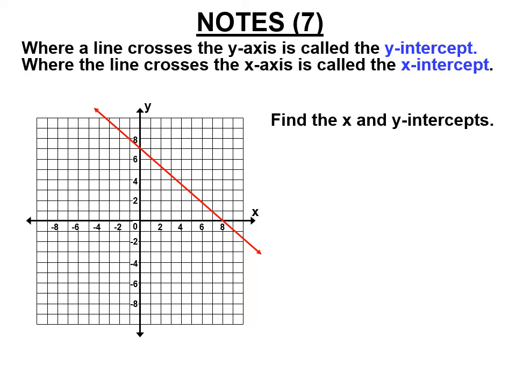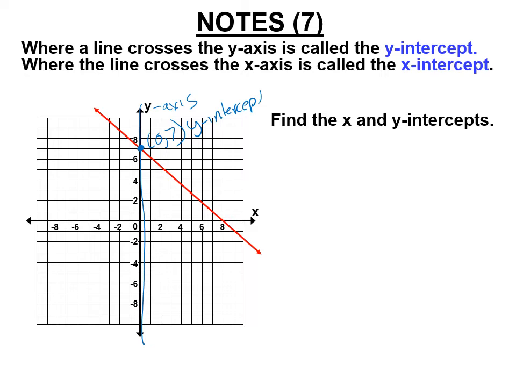When a line crosses the y-axis, it's called the y-intercept. So where does this red line cross the y-axis? At what location? It crosses at (0, 7). So we call that the y-intercept. You can't abbreviate that to y, because when you put y all by itself, that's a y-coordinate.